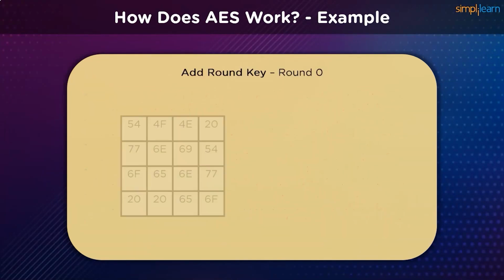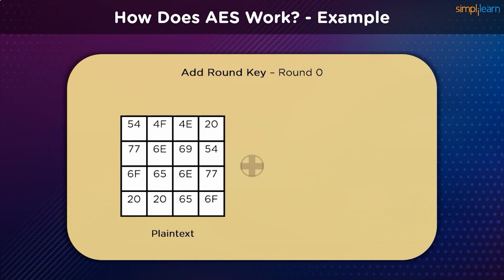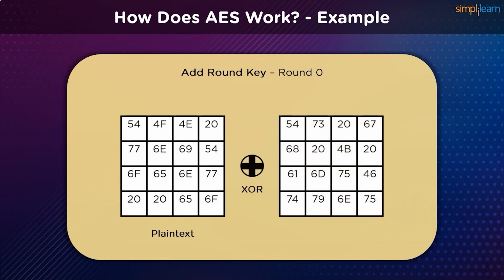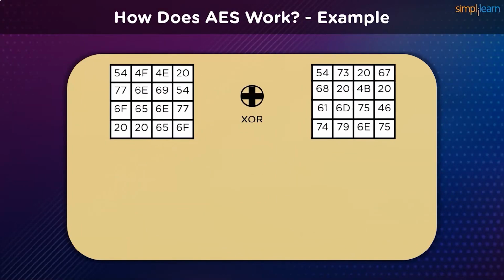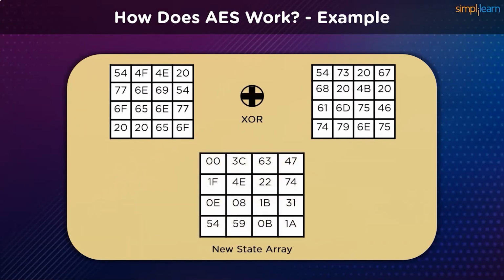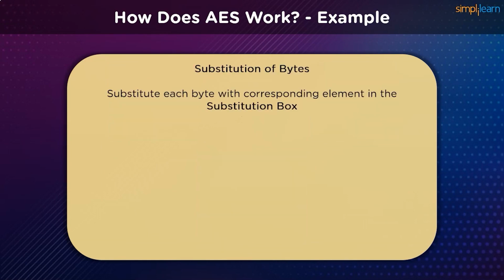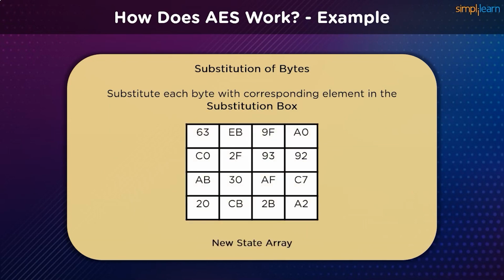In round 0, we add the round key. The plaintext is XORed with the key 0 and we get a state array that is passed off as an input to the substitution bytes process. When it comes to the substitution bytes process, we leverage an S box to substitute the elements of each byte with a completely new byte. This way the state array that we receive is passed off as an input to the row shifting process in the next step.